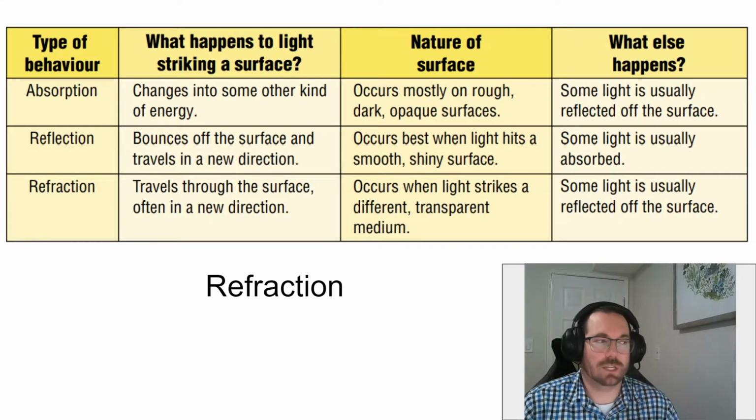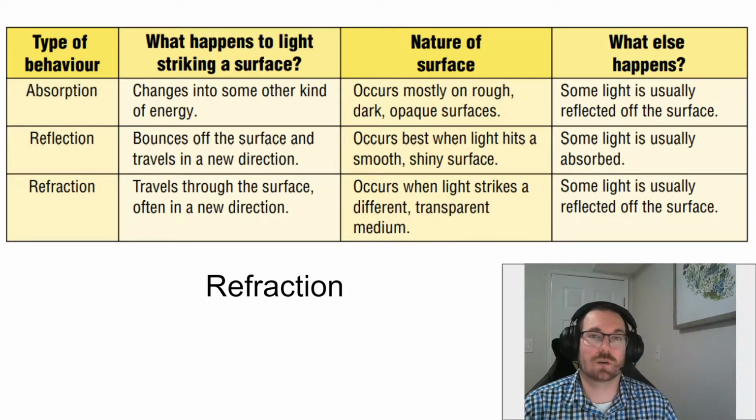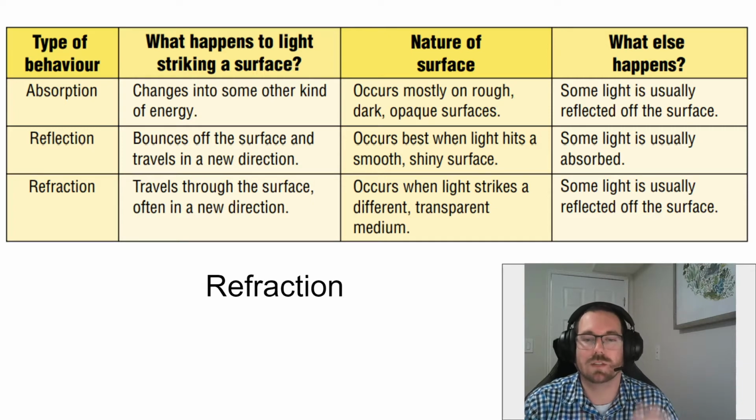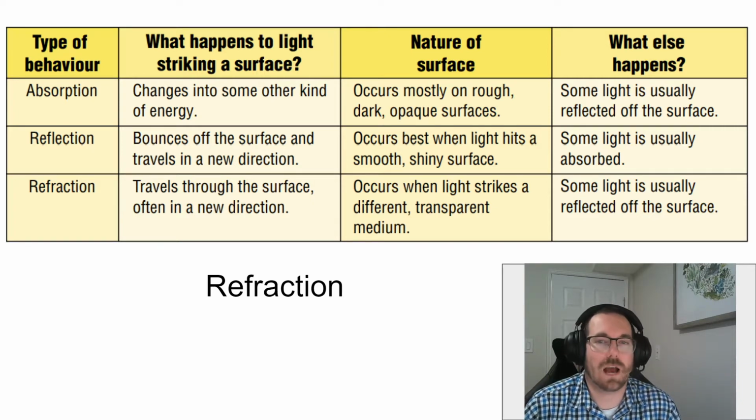With refraction, light travels through the substance, often in a new direction, depending on whether it is more dense or less dense than what it was coming from. This occurs when light strikes a different, transparent medium, in other words, one you can see through. What else happens? Well, some light is usually reflected as well. So not all of it gets refracted. Some actually does get reflected back, and some might also get absorbed as well. So sometimes all these three things are happening at once.